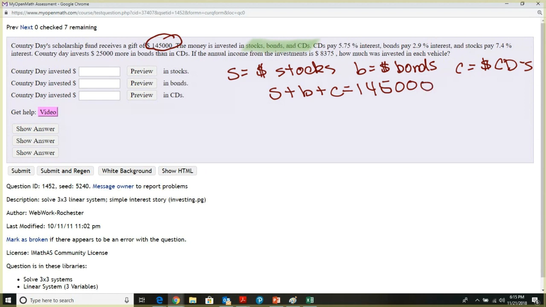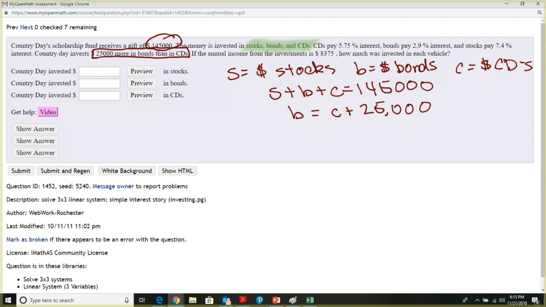All right. What else do we have? It says that they invest this much more in bonds than in CDs. So bonds has more money in it than CDs. How much more? 25,000 more. So see, 25,000 more in the bonds than in the CDs. So if you knew that CDs was 1,000, that would mean that bonds are 26,000. Okay.